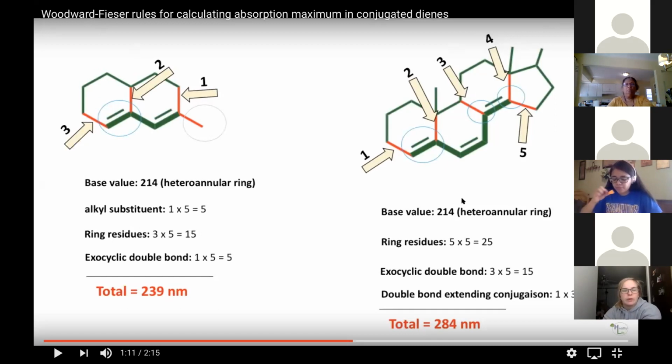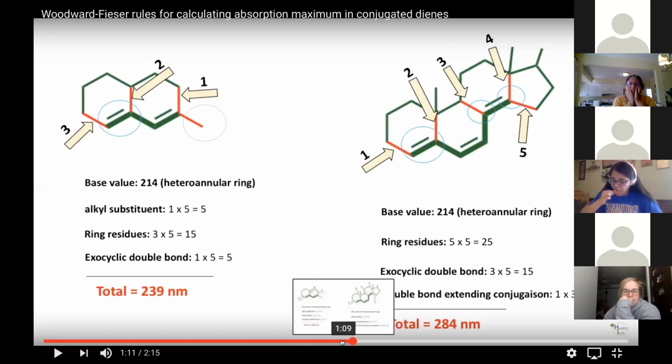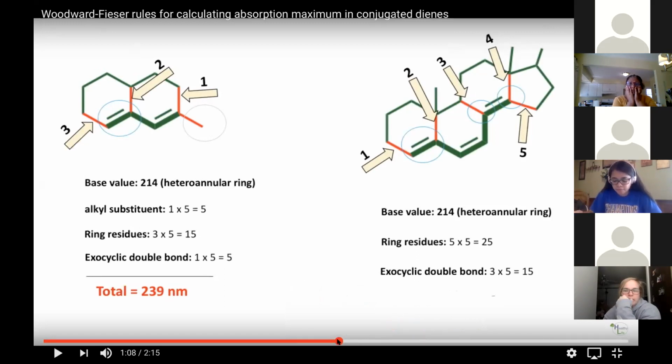Did we figure out where the third one came from? No. Deanna, do you understand why those blue circles are there? You thought that was because of exocyclic? Let me rewind it and see if it explains it. All right.